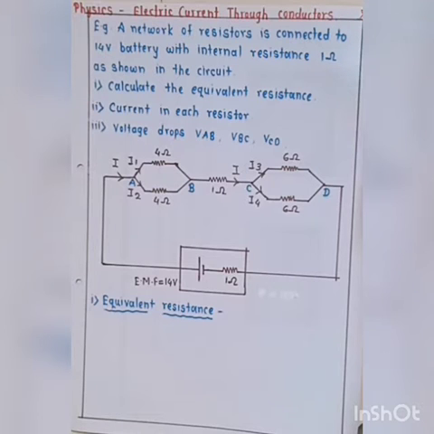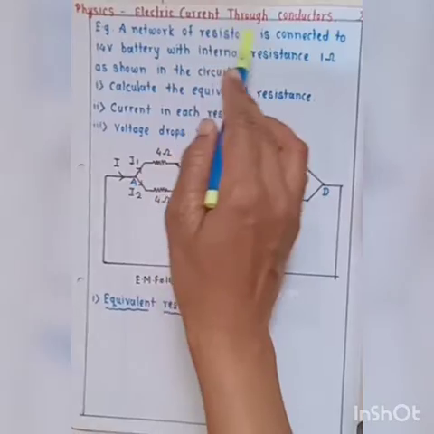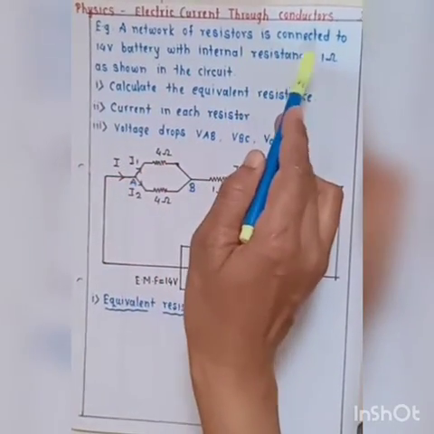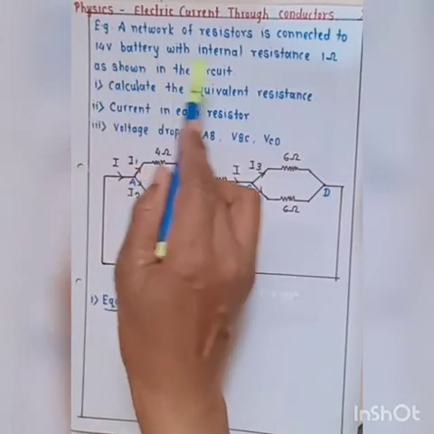We are studying lesson number 11, electric current through conductors. In last session we had seen cells in series and parallel combination. Now in this session we are going to study types of cells and the example based on this, that is series and parallel combination. So first example is a network of resistors is connected to 14 volt battery with internal resistance 1 ohm as shown in the circuit.